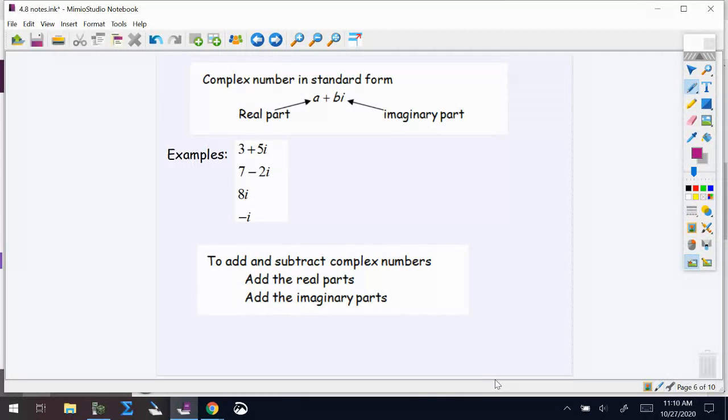Here are some examples of complex numbers: 3 plus 5i, 7 minus 2i. It is possible to have just the i part and not have the real part. So 8i is a complex number, and negative i is a complex number.